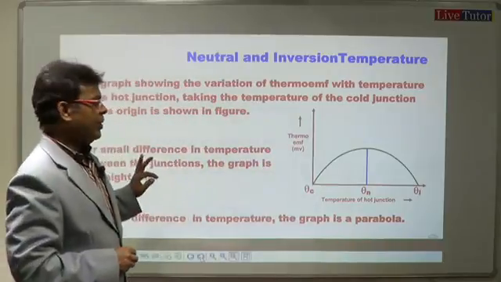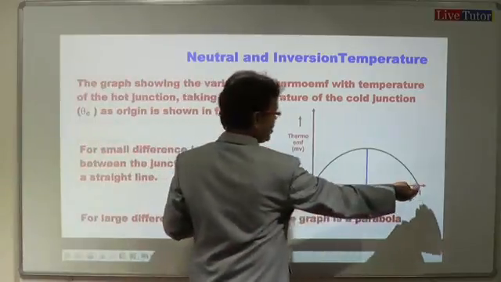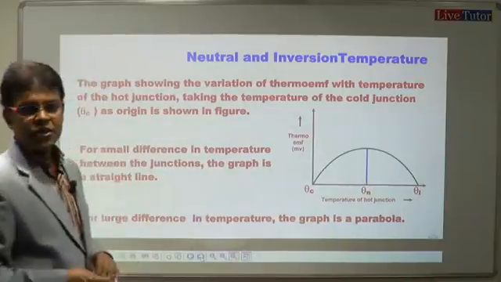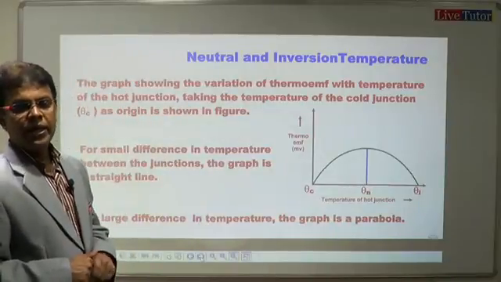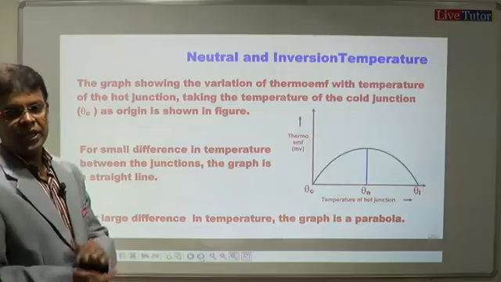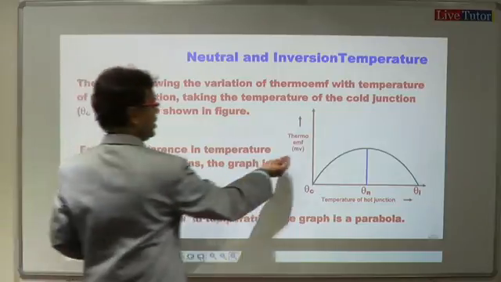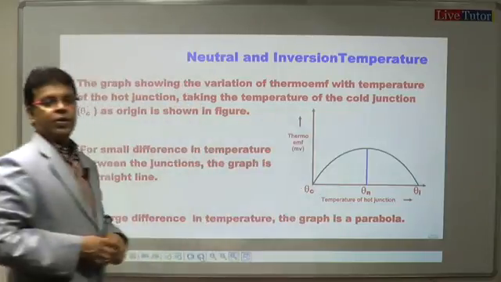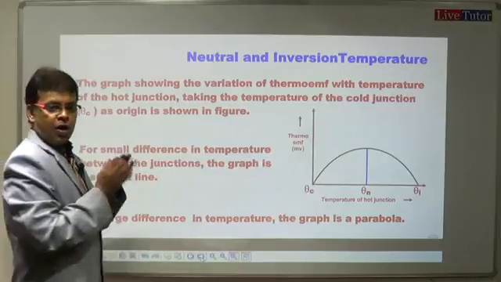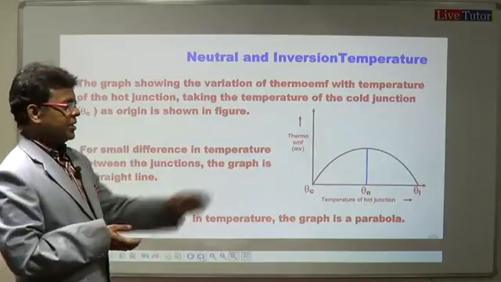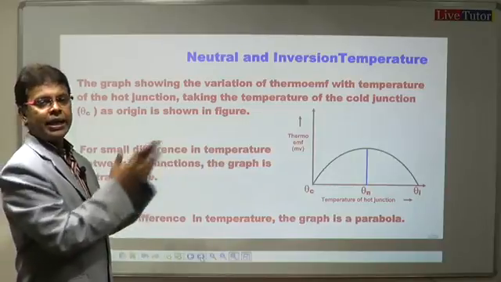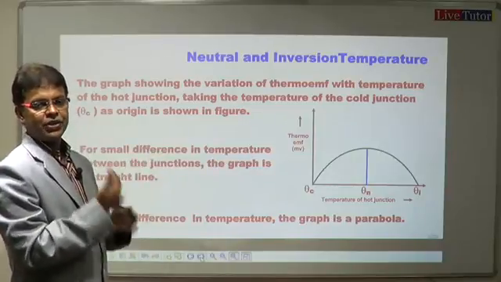Right? Then what are we going to do? We are going to vary the temperature of the hot junction. So as you vary, what will happen? EMF will also keep on changing. Thermo EMF will keep on changing. For small difference, right? You can see that graph. We are going to study the graph. Right? That is called the interpretation.